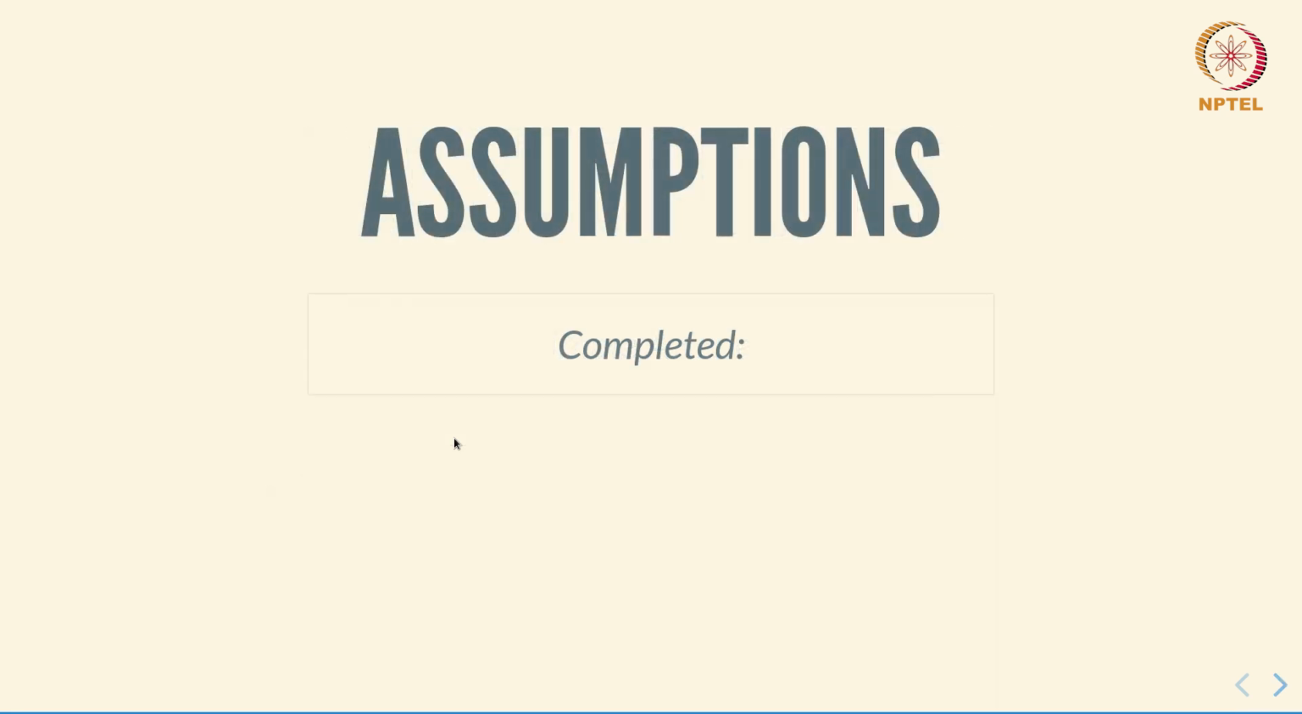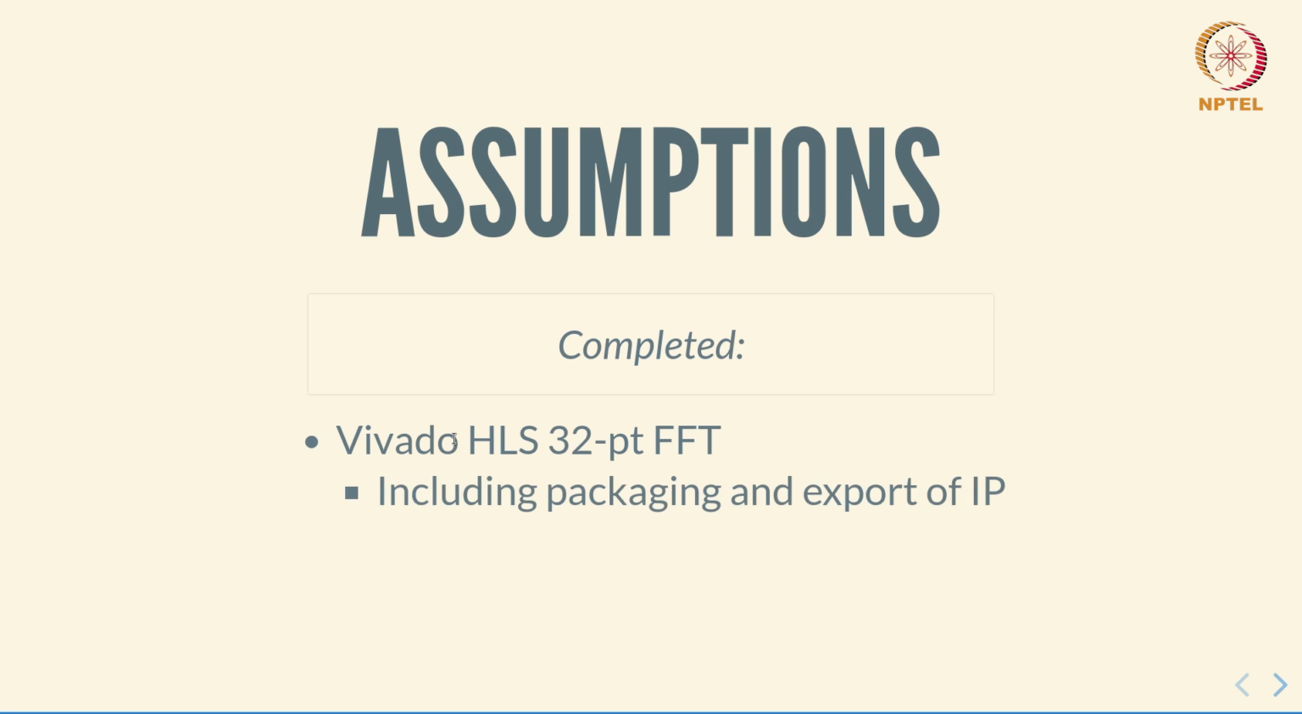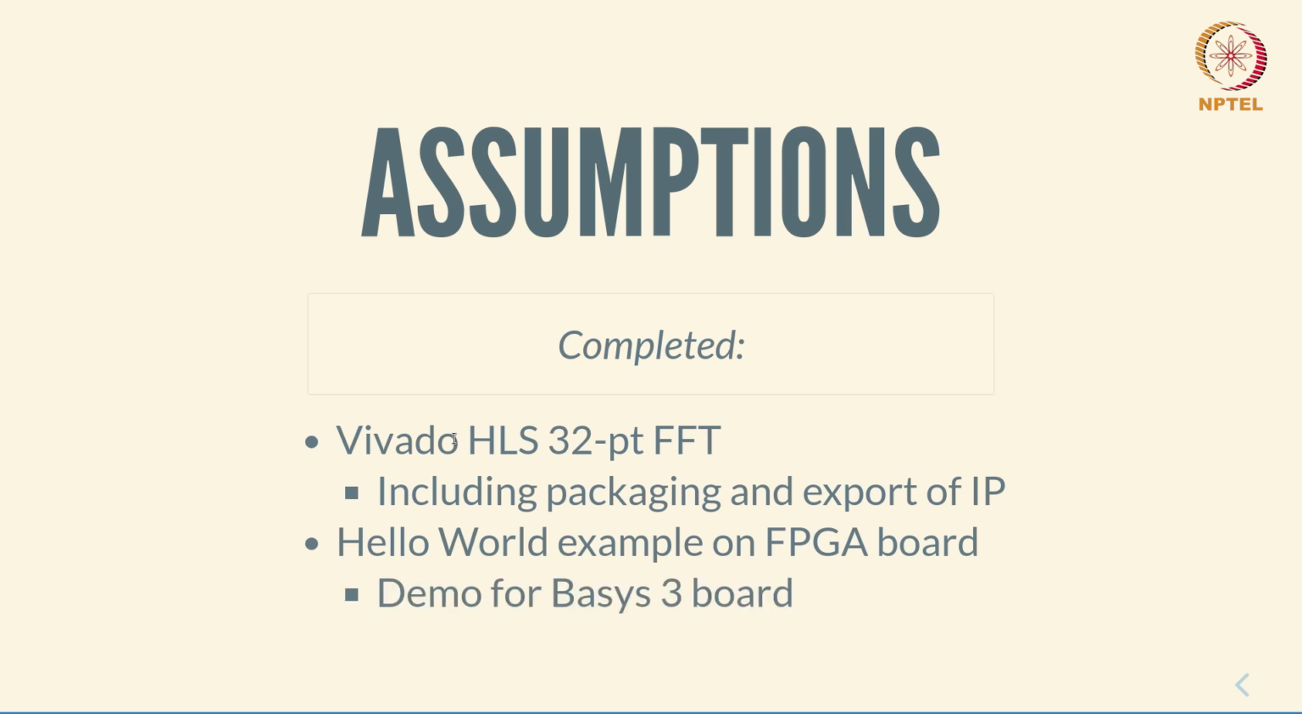The assumption over here is that you have already completed some of the previous videos in this series. In particular, you are familiar with how to implement the Vivado HLS design for a 32-point FFT, including packaging and export of the IP core. Also, you have completed the Hello World example on an FPGA board. The example demo given in the video is for the Basys 3 board. If you have another board, you will need to modify it appropriately.